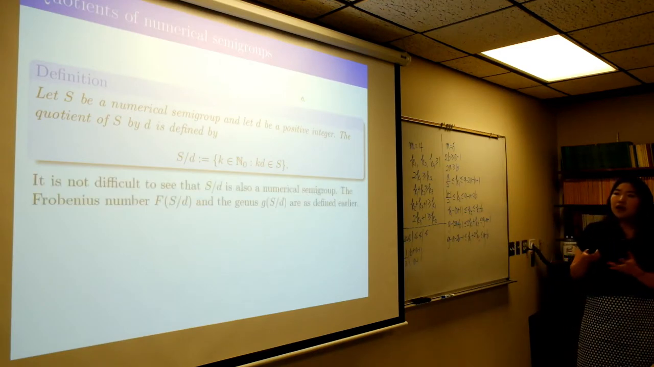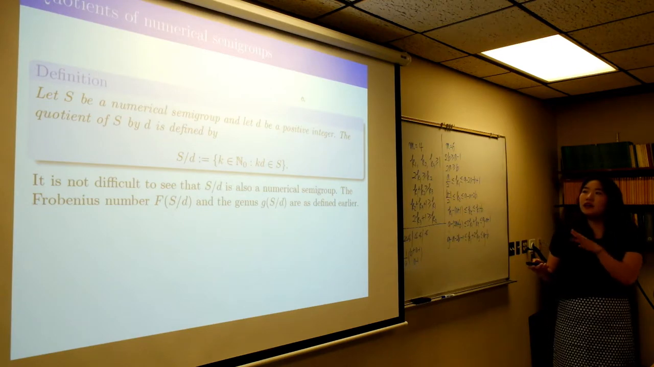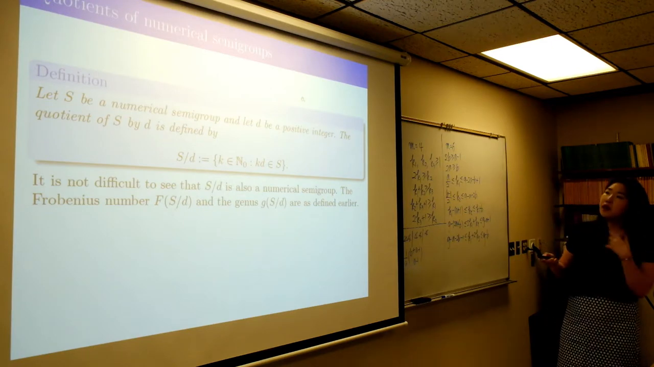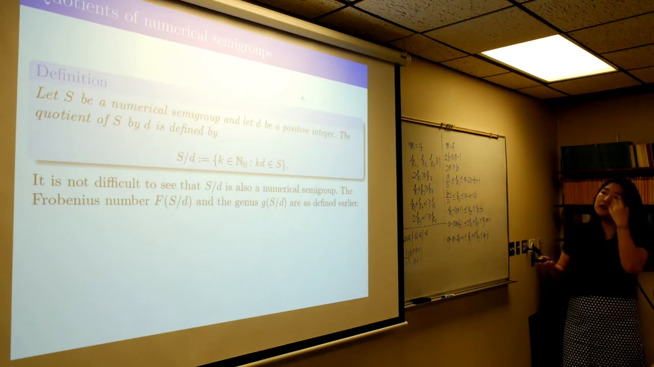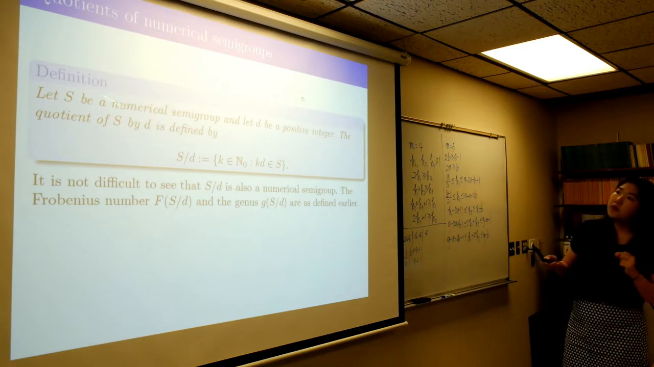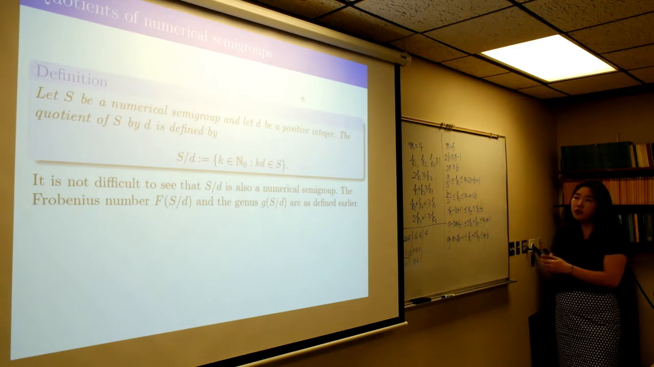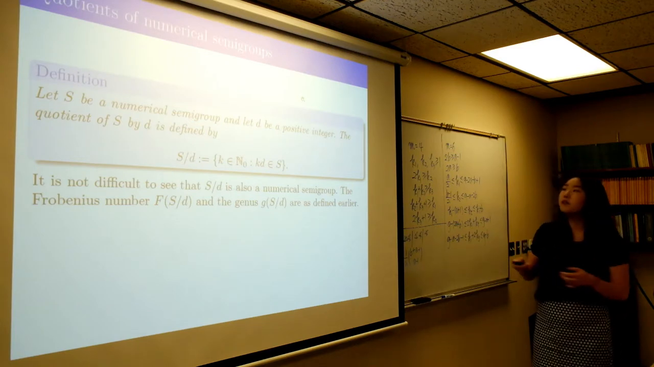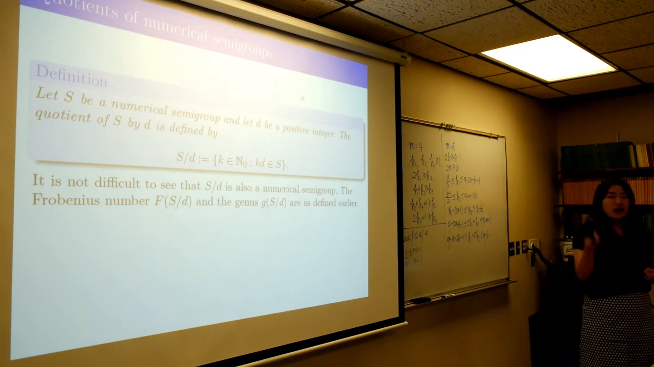It is not difficult to see that S quotient by d is also a numerical semigroup, because we collect all the multiples of d, that means zero is included, and it is closed under addition. And because S is a numerical semigroup, the complement of S quotient by d is also finite, and we can define the Frobenius number and genus in the same manner.